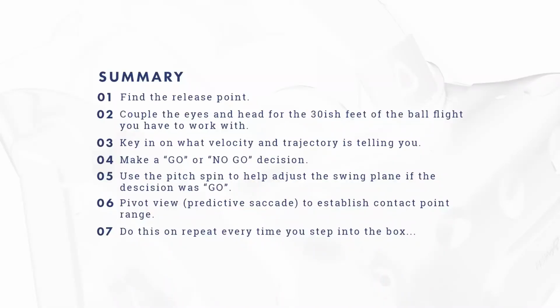Next piece, once you make a go or no-go decision, then you're really turning it over to how you adjust the swing plane. You have time to work with. Are there any last-minute cues to make the adjustment? In which case, after that happens, you're pivoting to contact point in order to refine the catalog, and then you're just doing this over and over and over again. This takes years, time, and really game experience to get great at.